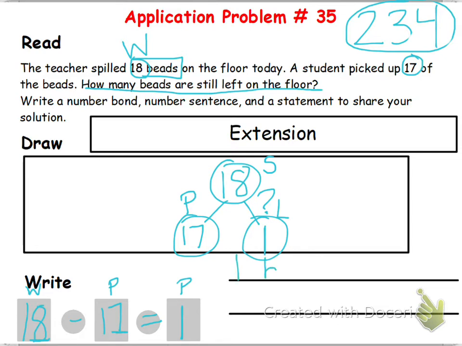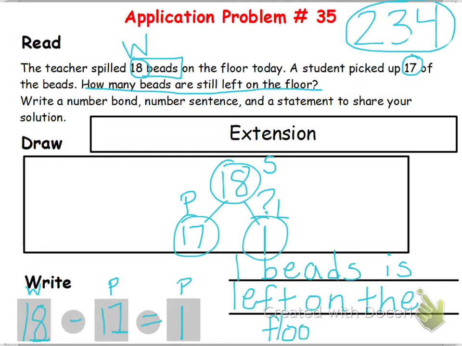1 bead is left on the floor. Oopsies. And don't forget your period.